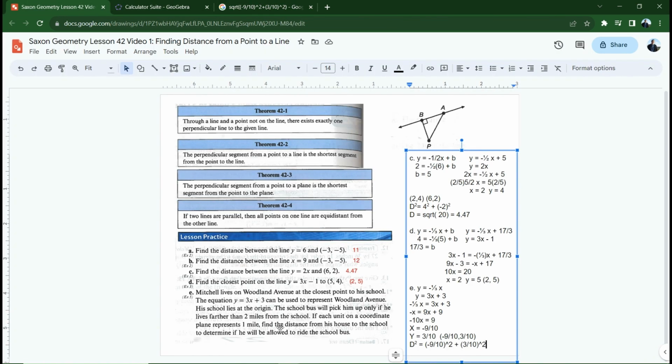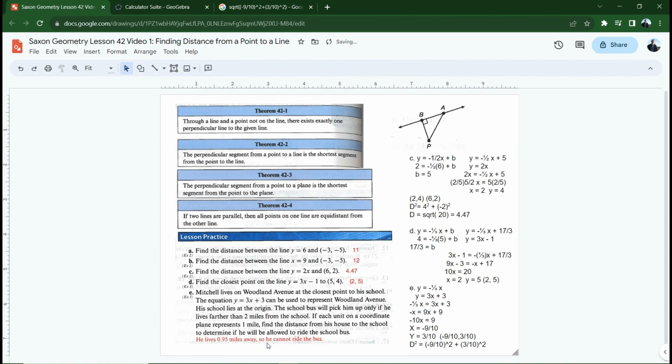Looks like this student is going to be walking. He cannot ride the bus. All right, that is how you solve these types of problems. Lots of steps. Get at it.